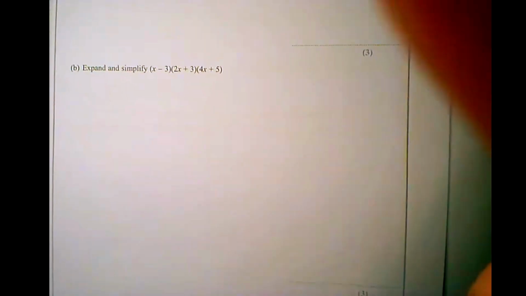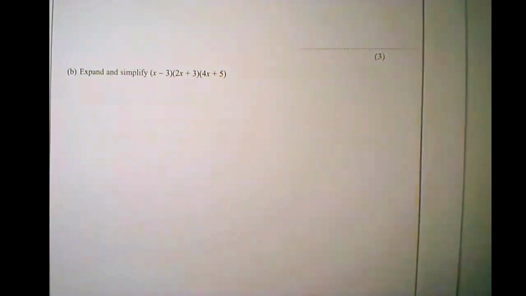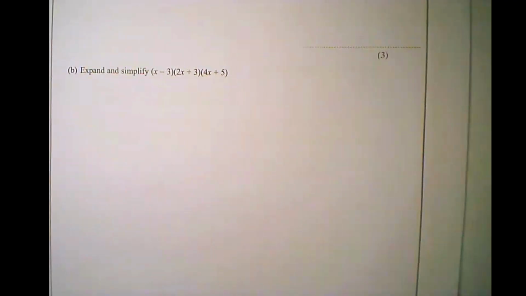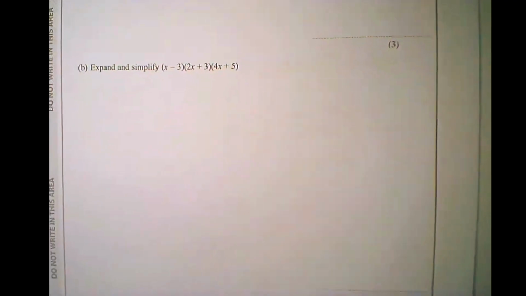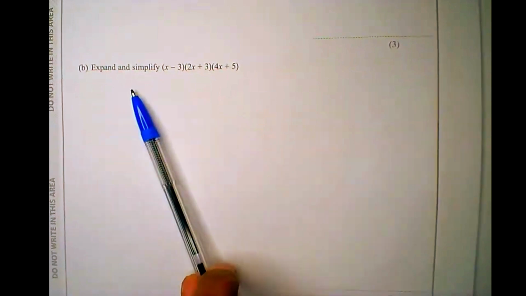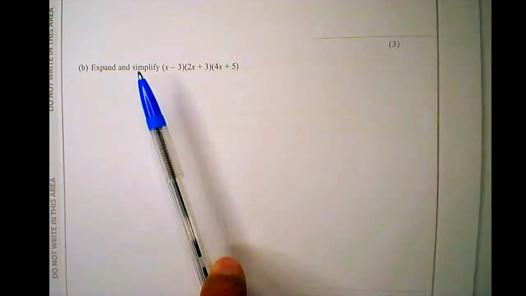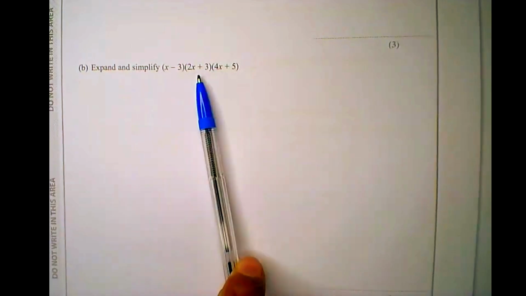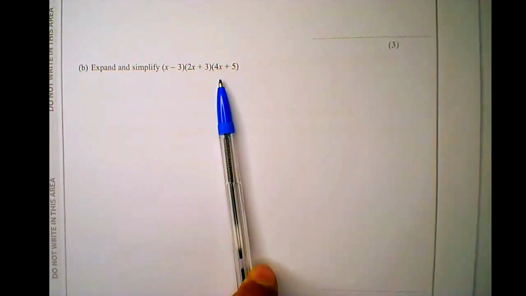Okay, and let's just zoom in a little bit more. Okay, and this question here. Expand and simplify exactly similar to before. x take away 3 times 2x plus 3 times 4x plus 5. Press pause and have a go. When you are ready, press play, or if you're stuck, press play. Or you can follow me.